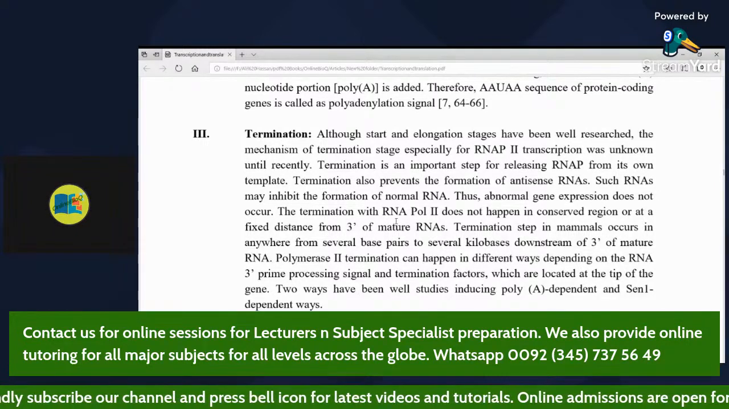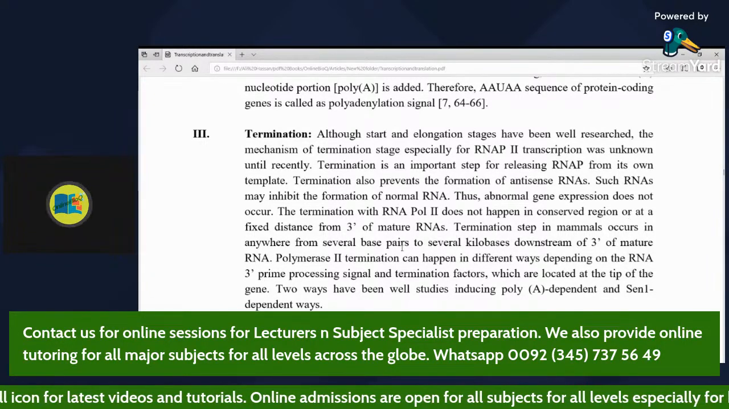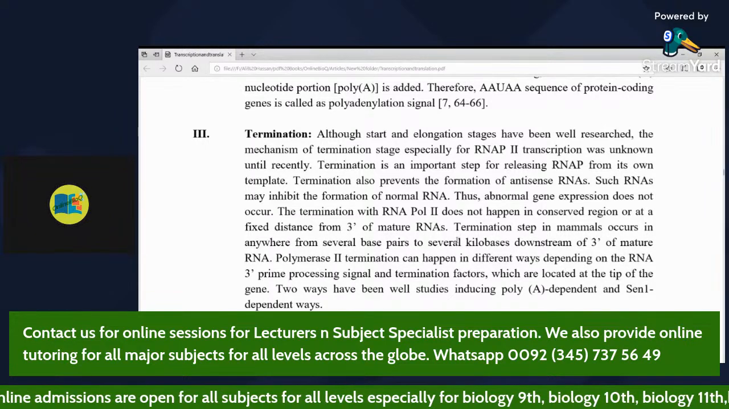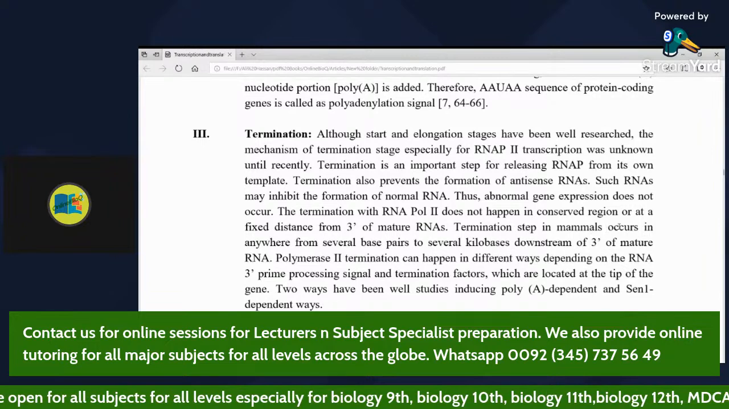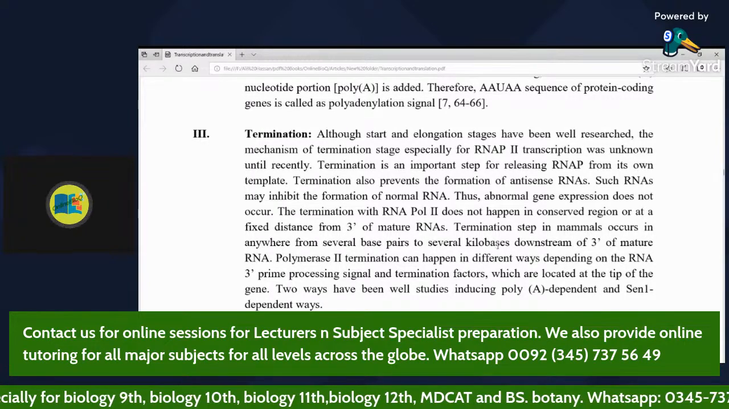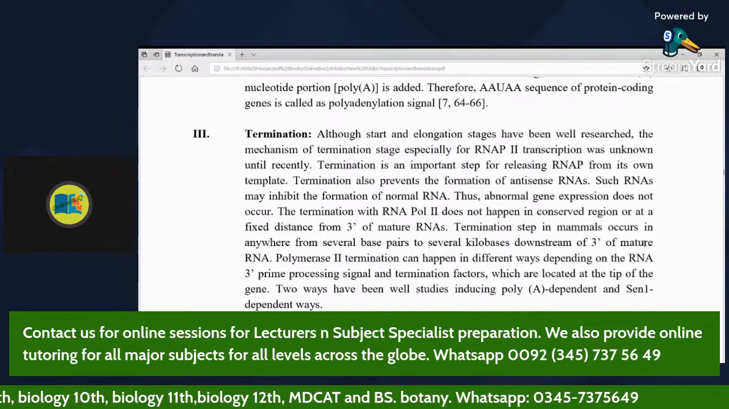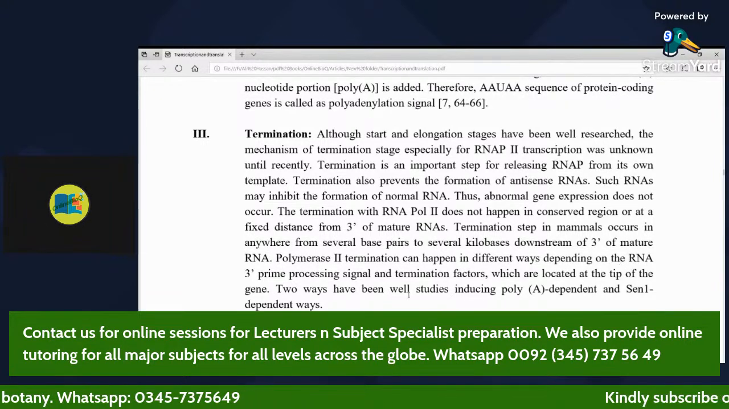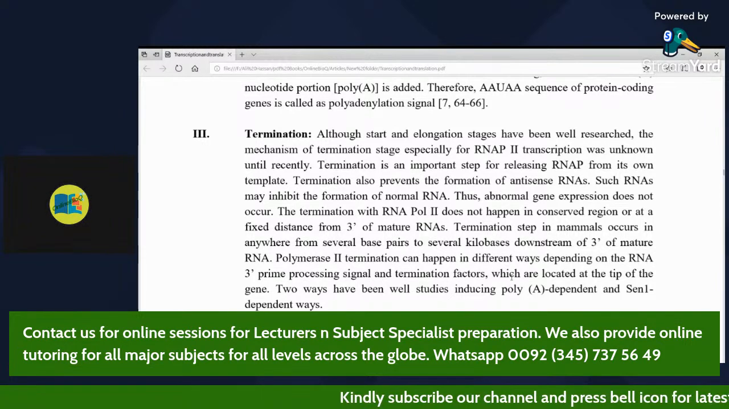The termination with RNA polymerase II does not happen in a conserved region or at a fixed distance from the 3' of mature RNA. Termination in mammals occurs anywhere from several base pairs to several kilobases downstream of the 3' of mature RNA. And polymerase II termination can happen in different ways depending on the RNA 3' processing signal and termination factors, which are located at the tip of the gene.